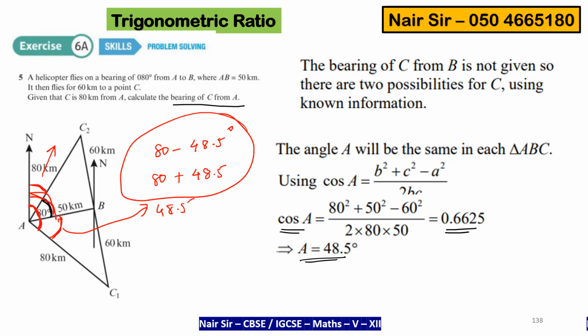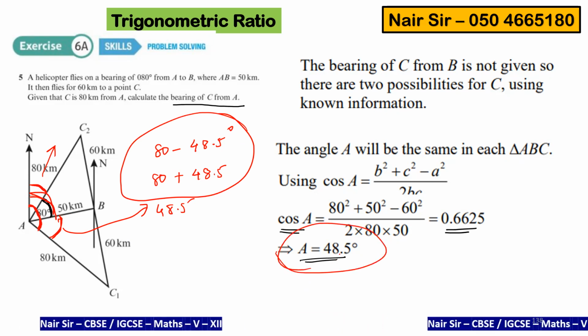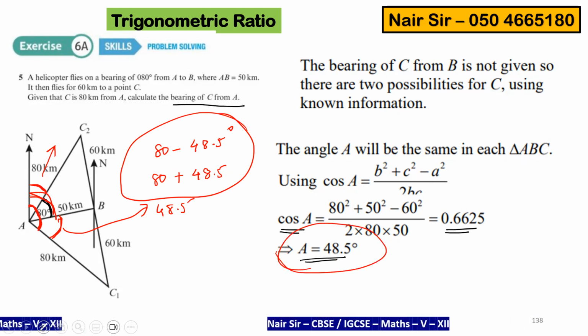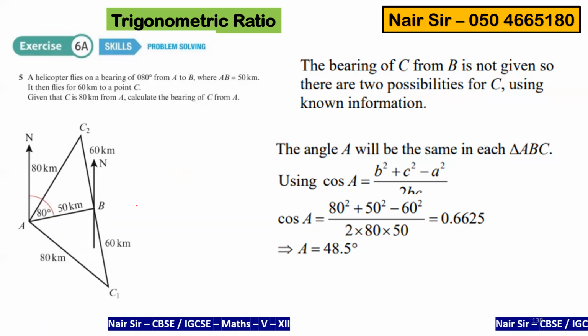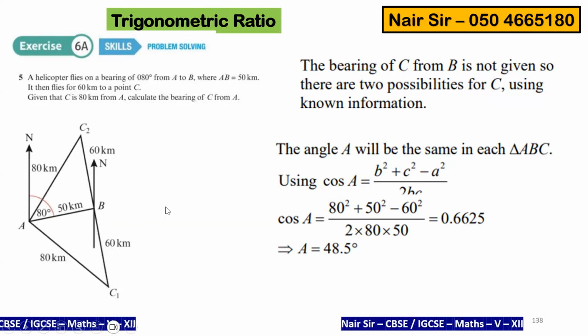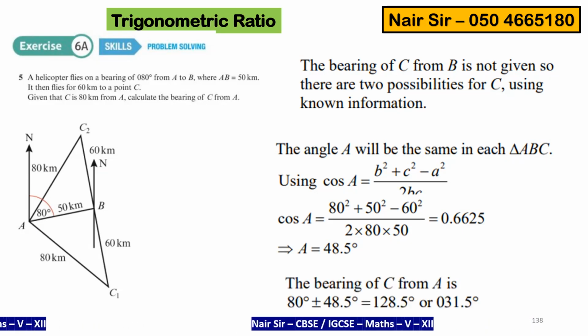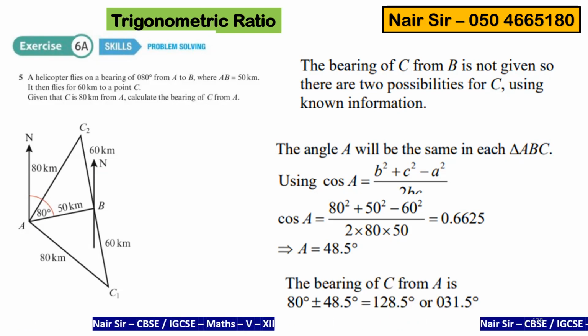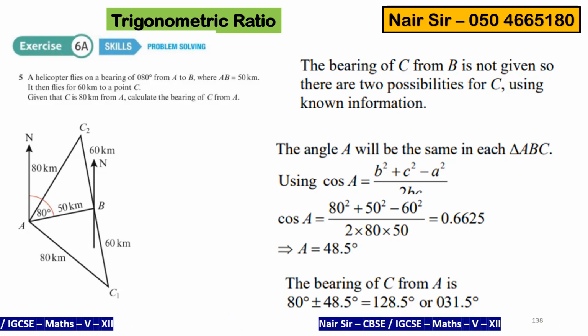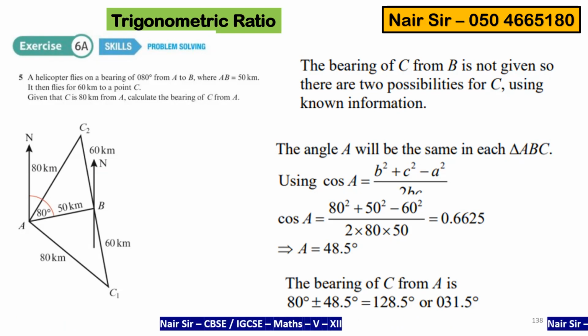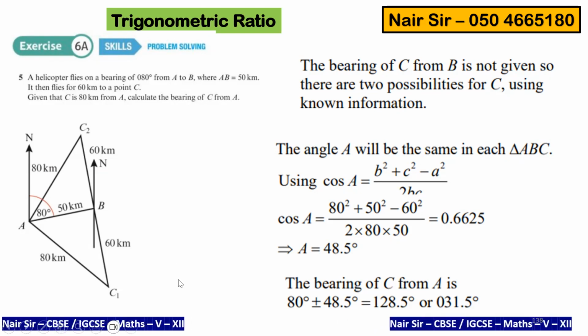Most of the kids will stop after doing this. Please don't make that mistake. Read the question very carefully and understand what is given to you. And my answer is the bearing of C from A is 128.5 or 31.5. Hope you are able to understand.